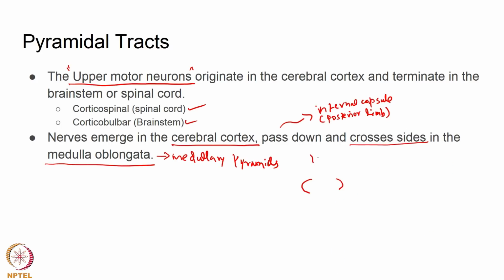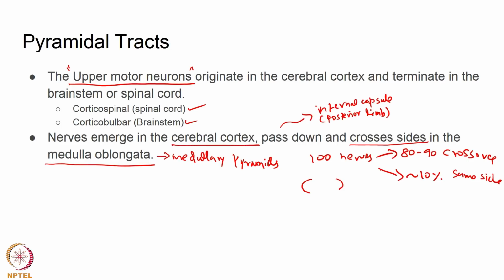If there are 100 nerves, about 80 to 90 of them cross over, about 10% of them project on the same side. So, what do I mean by crossover? It has to be clear.